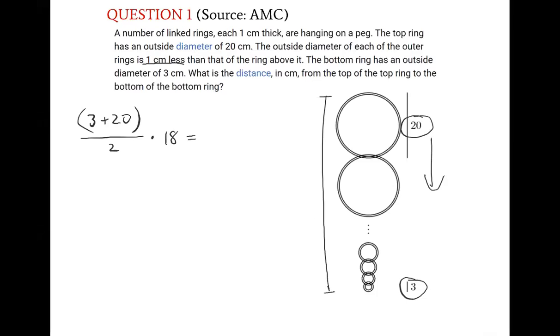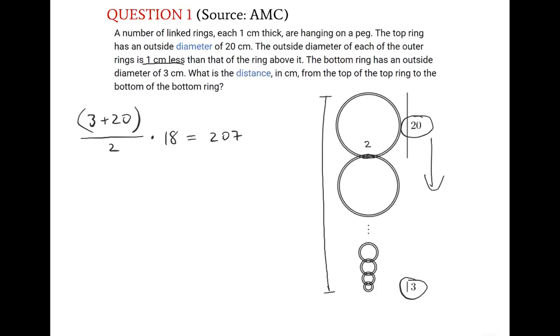So when you add up all the diameters, you get 207, but you still have to account for the intersection point, the part where it's connected. As we can see, each connection point is only 2 centimeters, because each ring is 1 centimeter thick.